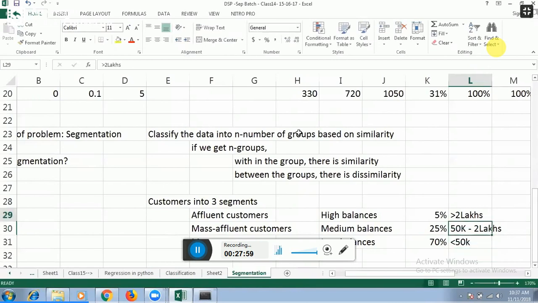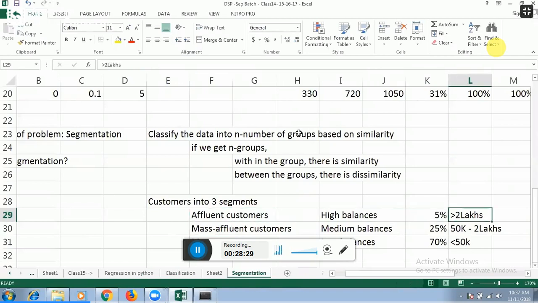So what is the similarity within these groups? In this group, on an average, everyone is maintaining more than 2 lakhs balances. That is the similarity. And in this group, the customers are maintaining a balance of 50K to 2 lakhs. And what is the difference between these 2 segments? The balances itself. That is one of the key things.